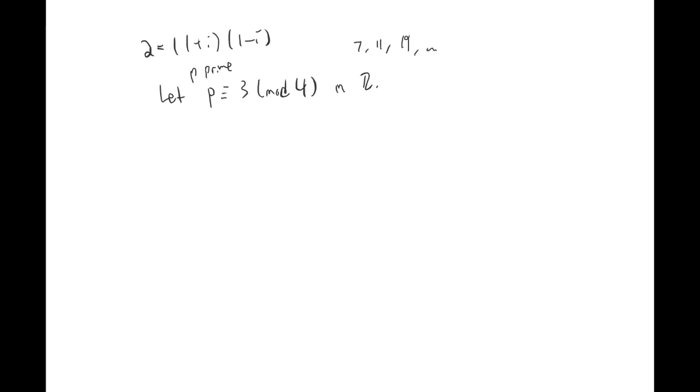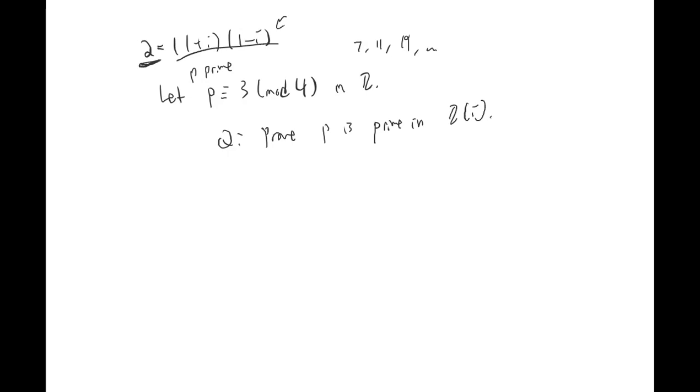So the question is: prove p is prime in Z adjoin i. Again, being prime in Z, you need not be prime in your Gaussian ring, as we see here. Here I'm saying primes congruent to 3 mod 4.